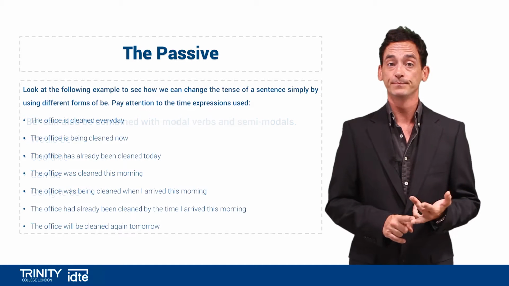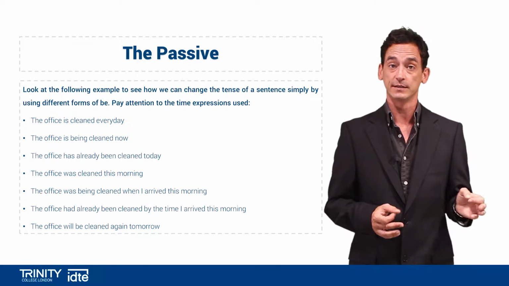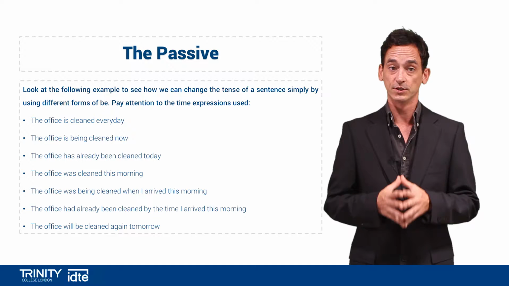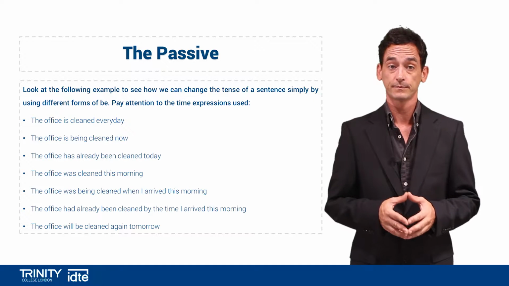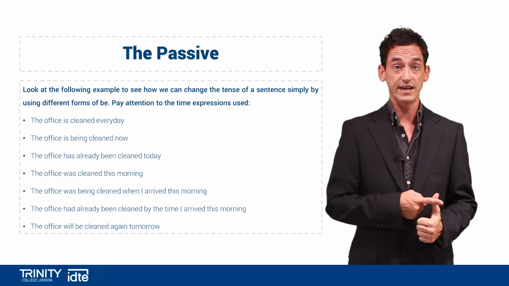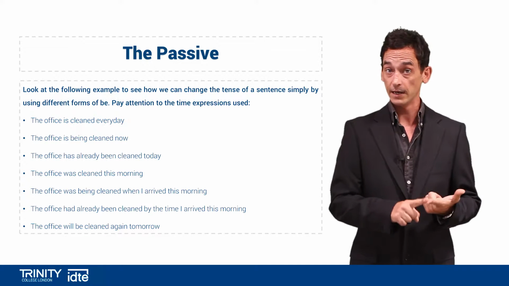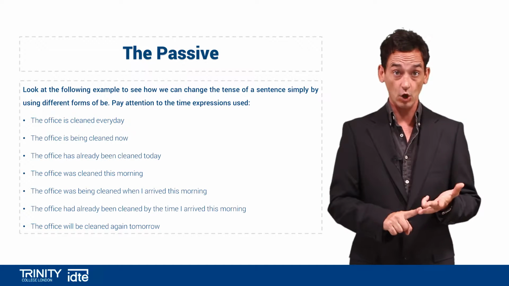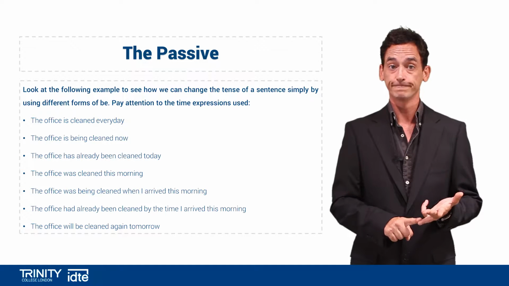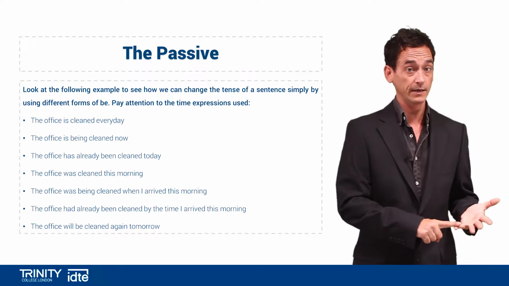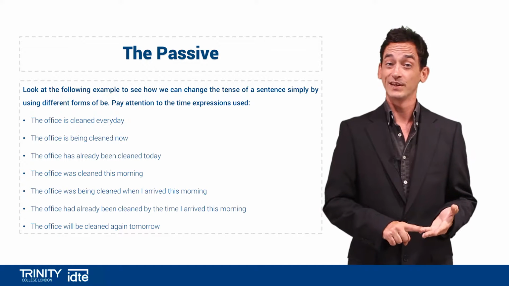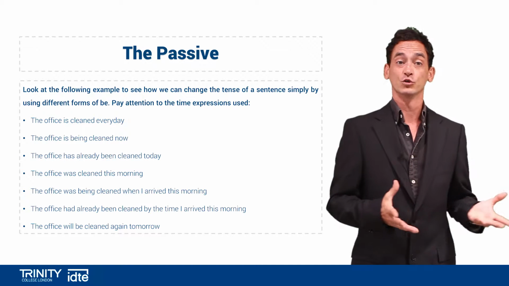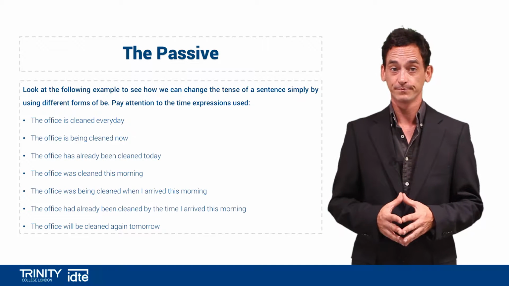Look at the following example to see how we can change the tense of a sentence simply by using a different form of be. Pay attention to the time expressions used in these sentences. The office is cleaned every day. The office is being cleaned now. The office has already been cleaned today. The office was cleaned this morning. The office was being cleaned when I arrived this morning. The office had already been cleaned by the time I arrived this morning. And of course, the office will be cleaned again tomorrow.